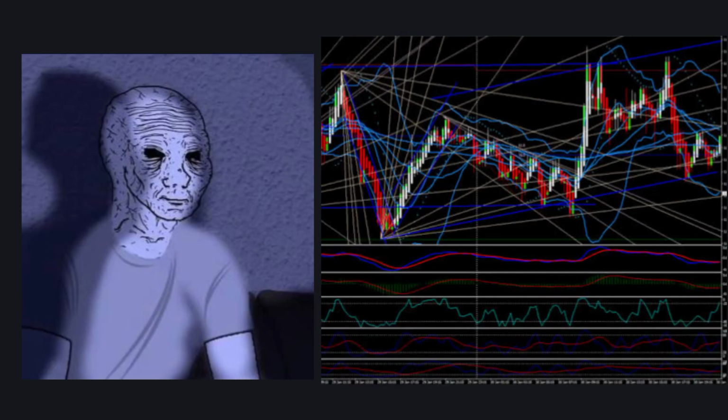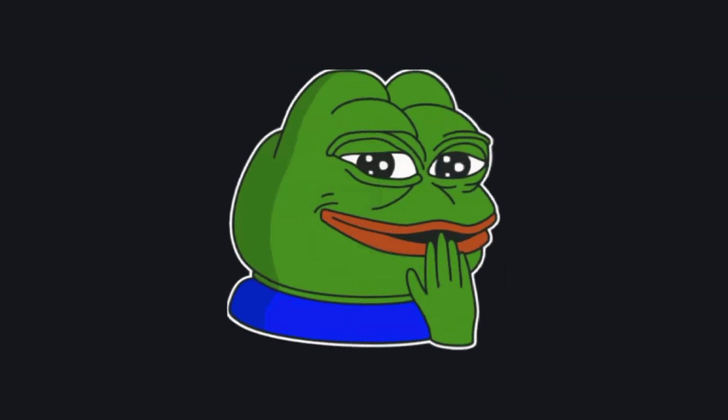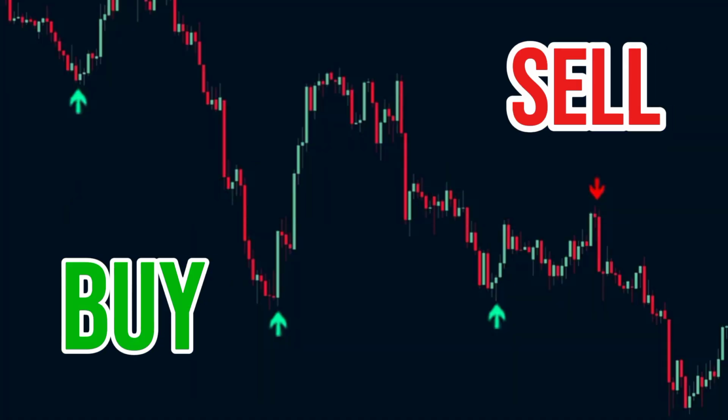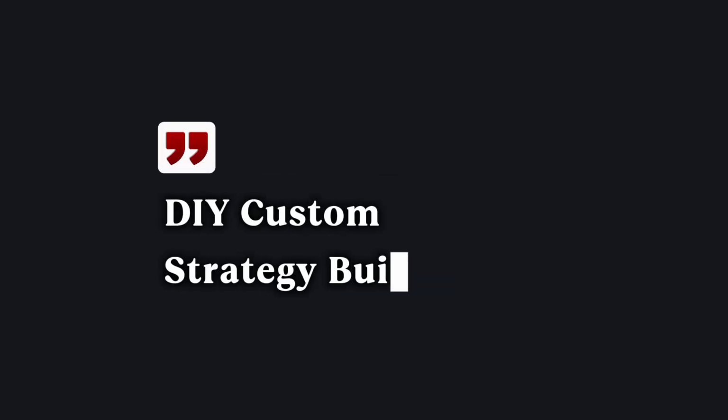Have you ever felt like you're juggling too many indicators? RSI here, EMA there, MACD screaming something else, and you just don't know who to trust? Well, what if I told you there's a tool that lets all of them sit down, vote, and then give you one simple answer, buy or sell? Sounds nice, right? That's exactly what the DIY Custom Strategy Builder ZP does.